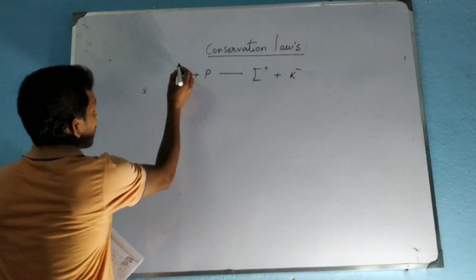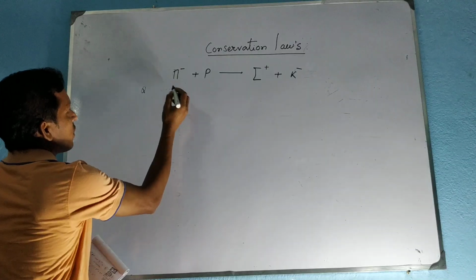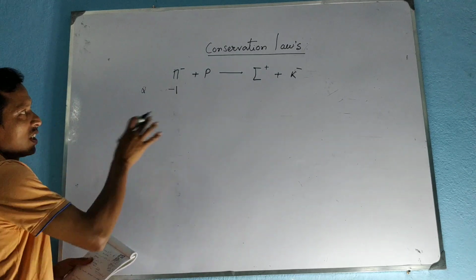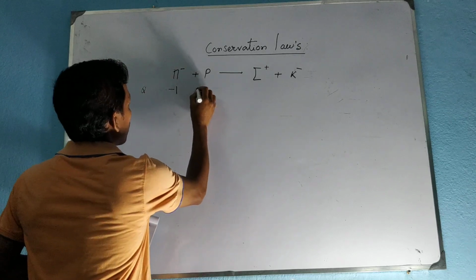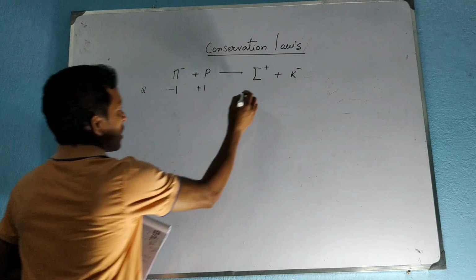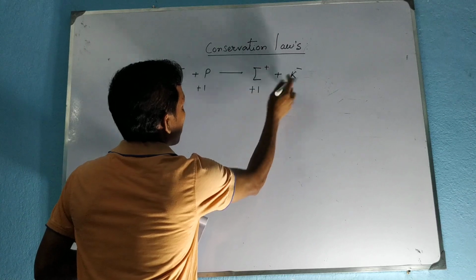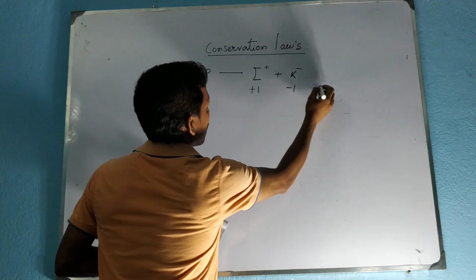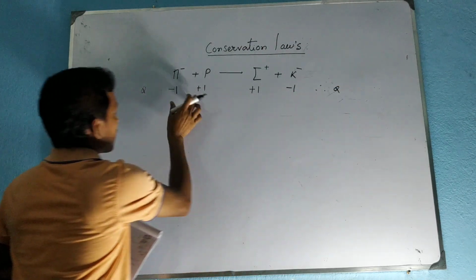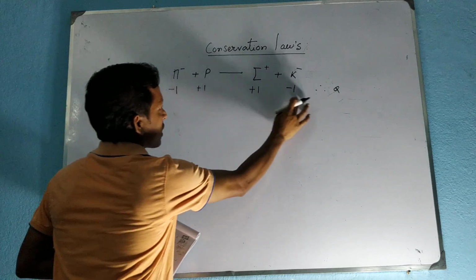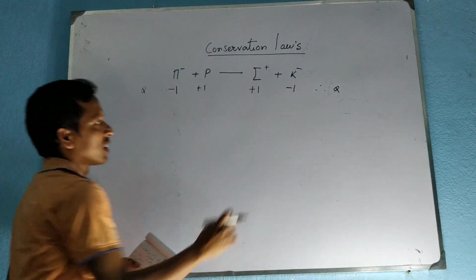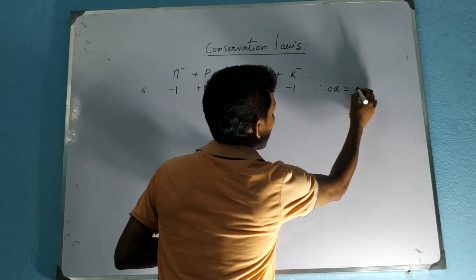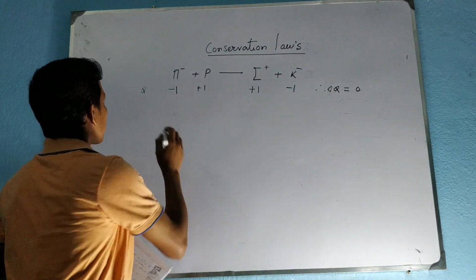So for pi minus, in the unit of electronic charge, it is minus 1, because these are elementary particles. For proton, plus 1; sigma, plus 1; and this is a pi meson, so minus 1. Therefore before interaction the total charge is 0, and after interaction the total charge is also 0. So the change in charge is 0, and the charge is conserved.